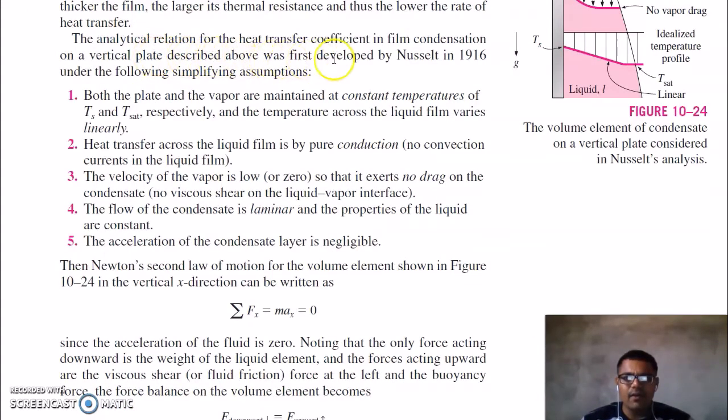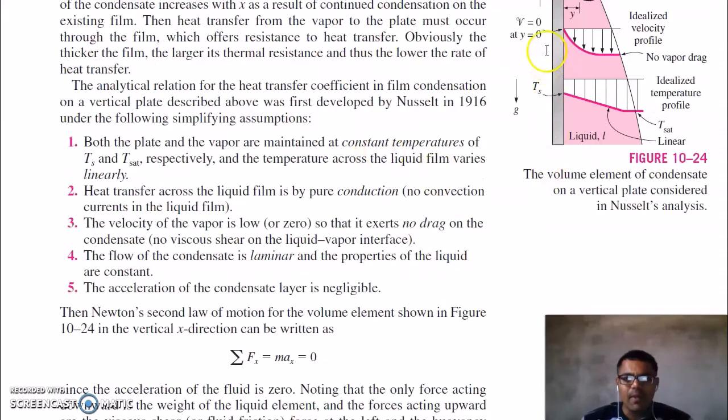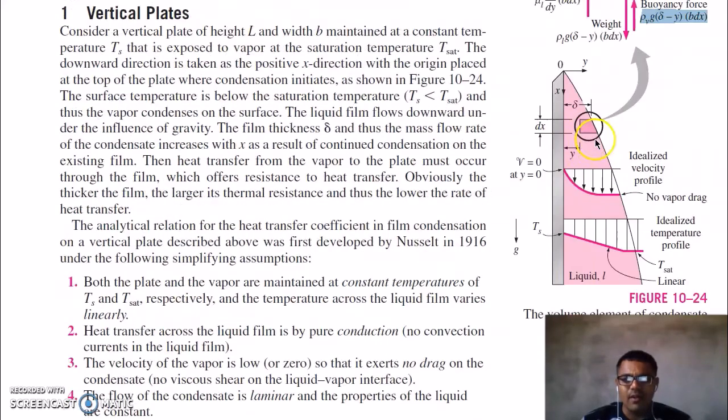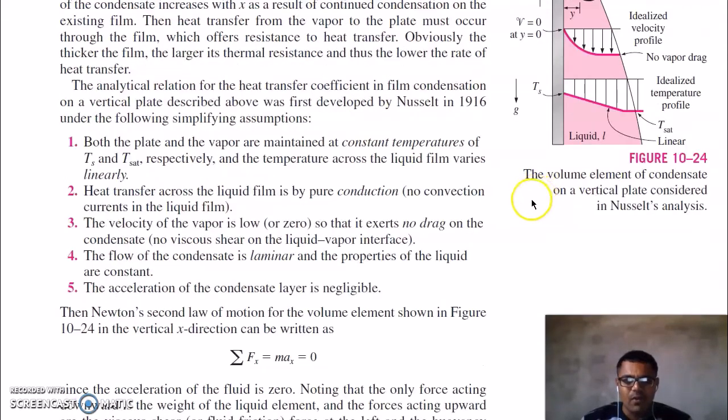The relation for heat transfer coefficient in film condensation on a vertical plane was developed by Nusselt. In this case, both the plate and vapor are assumed to be at constant temperatures of Ts and T saturated. The heat transfer across the liquid film is by pure conduction, and the velocity of vapor is low so that it exerts no drag on the condensate. Meaning there is no drag at all on this side. The flow of condensate is laminar and the properties of the fluid are constant. The acceleration of the condensate layer is negligible.